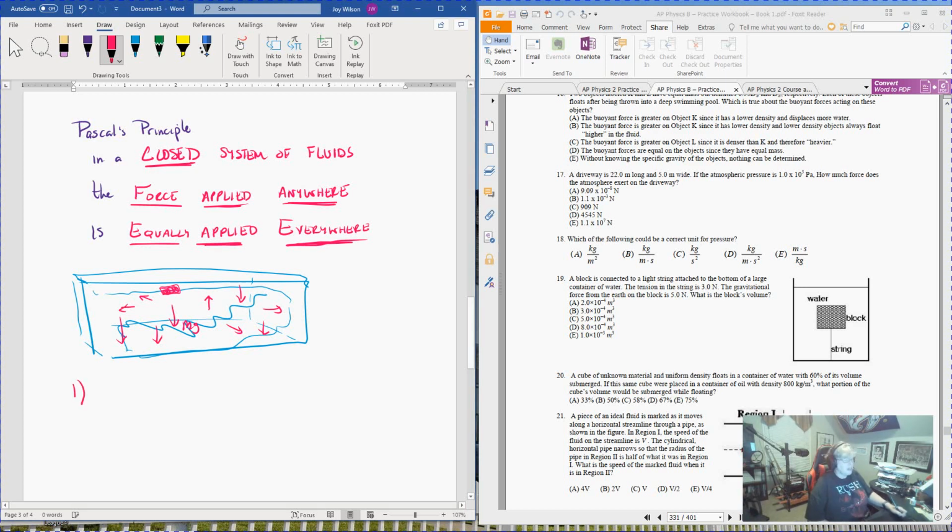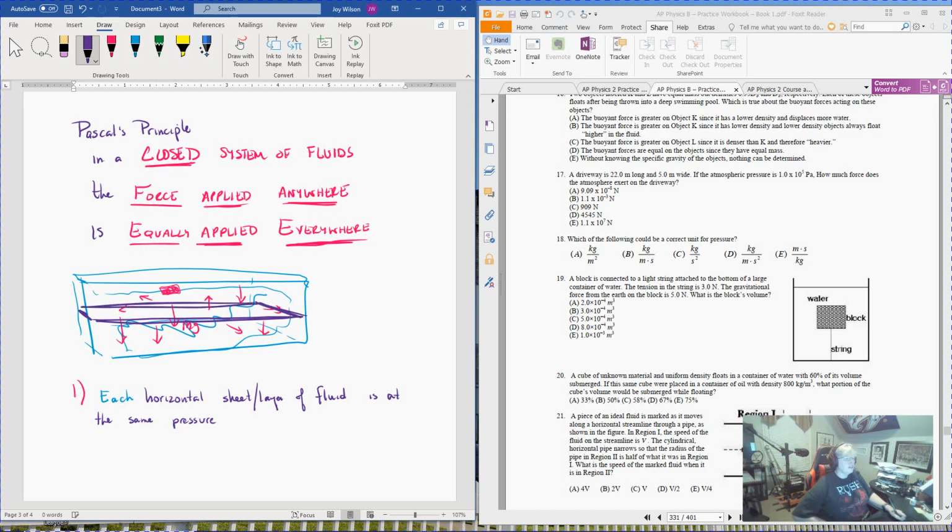Number one, Pascal's principle has that each layer of fluid. Actually, let me say more specifically, each horizontal layer, each horizontal sheet or layer of fluid is at the same pressure at every point on that layer. So if I pick a layer of fluid, here's my thin sheet of fluid, the pressure on every single piece of that sheet, whether it's gas, liquid, or whatever, is at the same pressure.